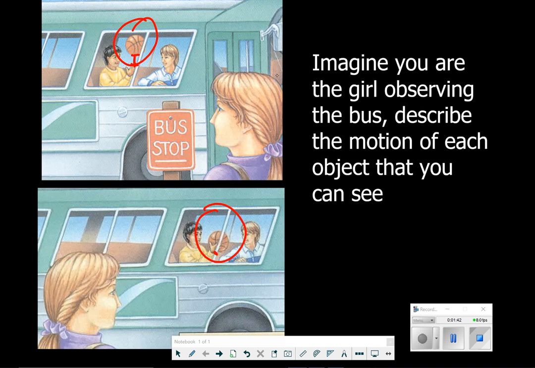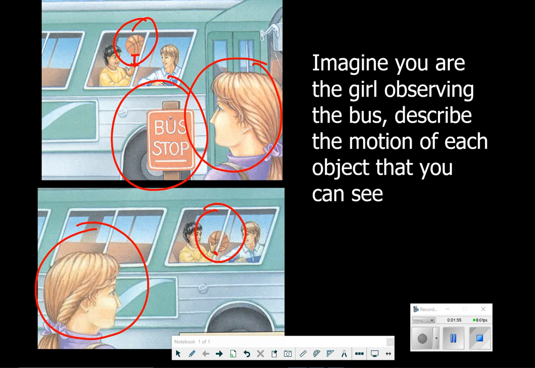Another thing you can look at is this girl. How does she change? Does her position change? A third thing you can look at is this bus stop sign. This bus stop sign is not in the second picture. So what that tells you is that the bus was moving.